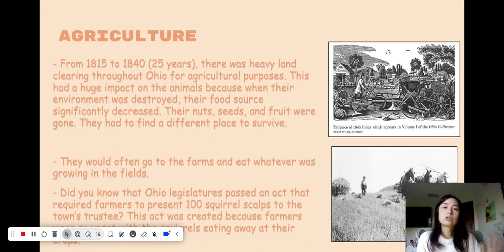fields. The farmers got so upset that they wanted Ohio legislators to pass an act that required farmers to present 100 squirrel scalps to the town's trustee. That's how upset they were with the squirrels.